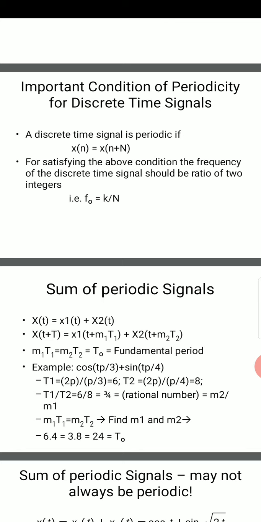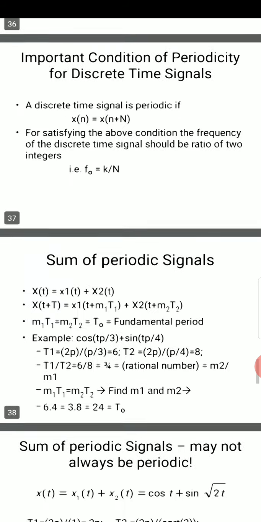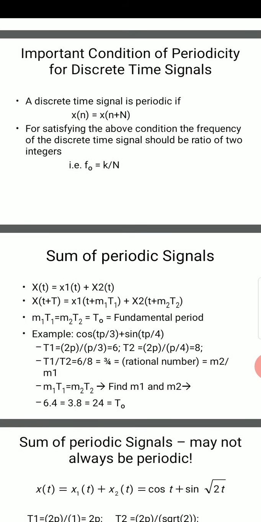An example: cos(pi t by 3) and sin(pi t by 4). How can we determine whether this is periodic? What is the period of this signal? The first one is cos(pi t by 3); using 2 pi by omega, the period is 6. And the second signal sin(pi t by 4) has period 8.